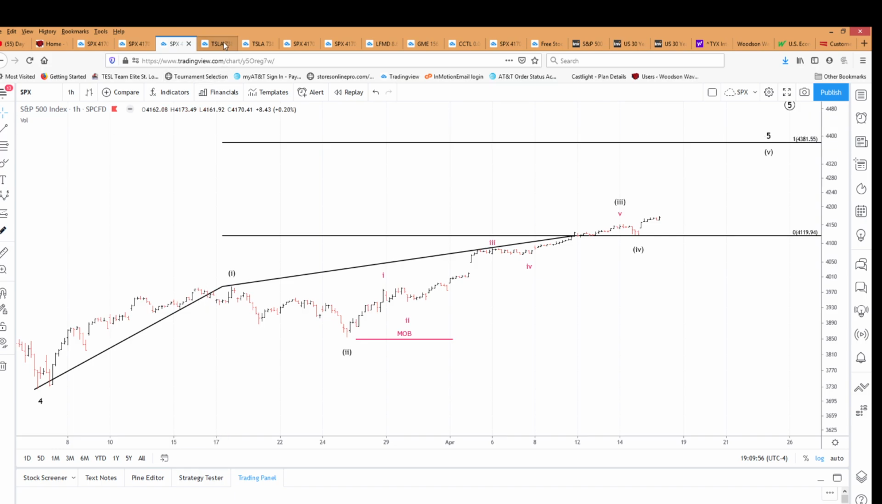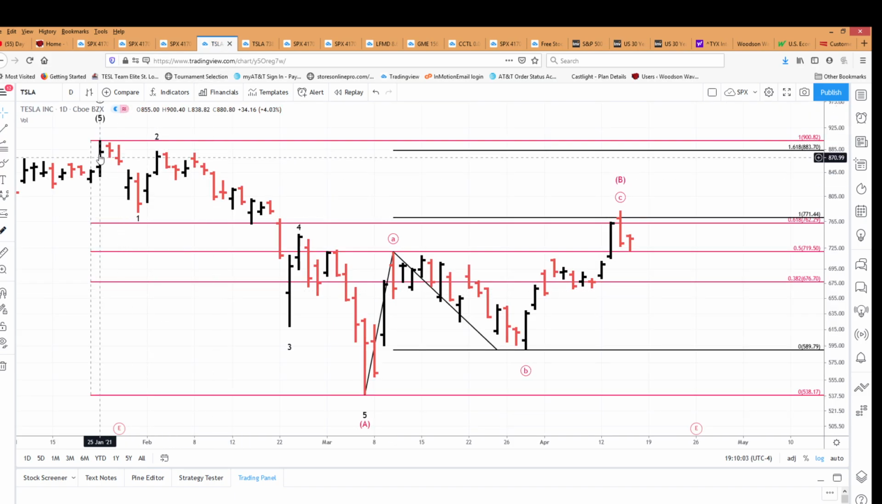Okay, let's look at Tesla here. Tesla, you can see we're on a daily chart, and we've got 5 waves down, a clear and defined 5 waves from the all-time high of 900 on January 25 into the low, which was 539 on March 5th. And that's really close to that March 4th low in the S&P. We have an A up, a B down, and a C up.